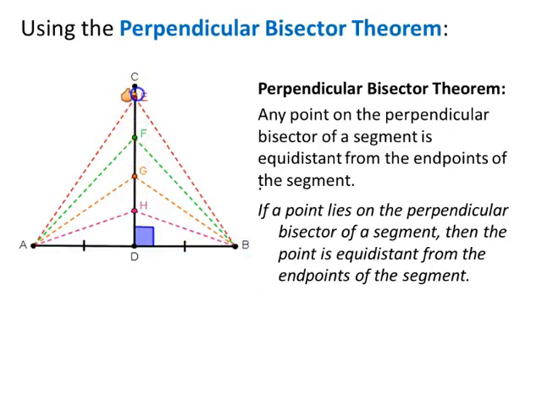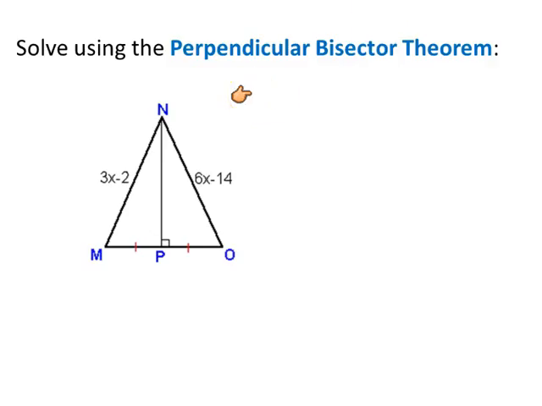Same if we talk about point E. Point E is a point on the perpendicular bisector, so the distance from A to E is going to be equal to the distance from E to B. That's all it is. Really, for any of these dashed lines, the distance between each of the endpoints and that point on the perpendicular bisector has to be congruent. It has to be equal. So let's look at an example of putting the perpendicular bisector theorem to use.